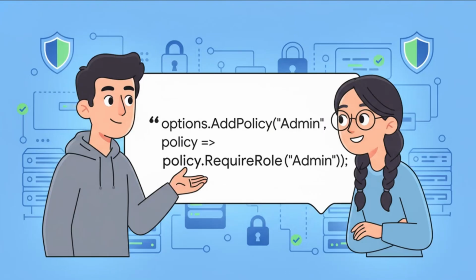And here's what that actually looks like in the code. Now, don't worry too much about that add authentication part for now. The real magic is right here in add authorization. You can see we're creating a policy, we're calling it admin, and the rule is incredibly simple. It just says you must have the admin role. And just like that, with only a few lines, we've defined our very first security rule.